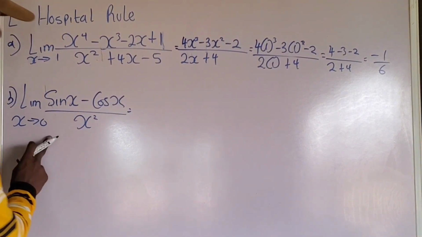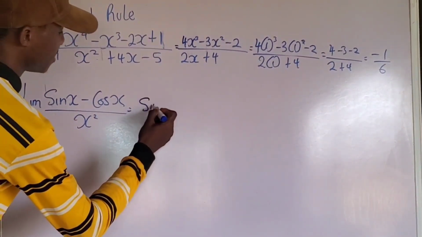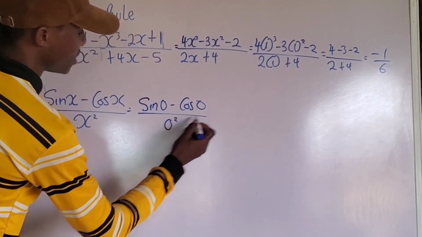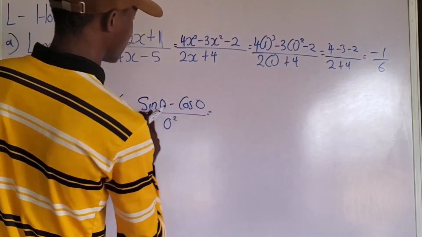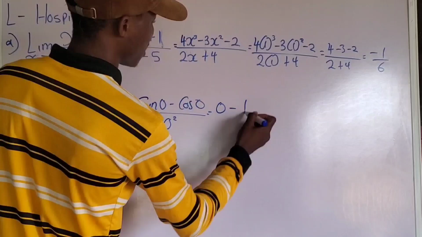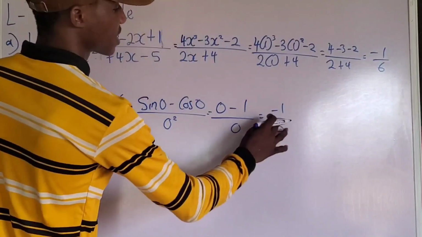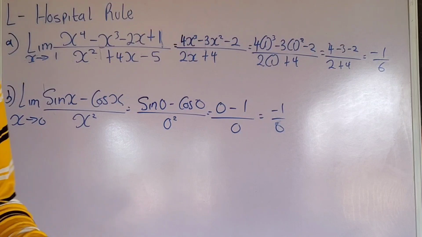If you substitute the value of x as 0, you're going to have sine 0 minus cos 0 all over 0 squared. Sine 0 will give us 0, cos 0 will give us 1. So 0 minus 1 over 0, that is minus 1 over 0. For this kind of function, you can easily differentiate the numerator and the denominator using the L'Hospital rule, and then you carry out the substitution.